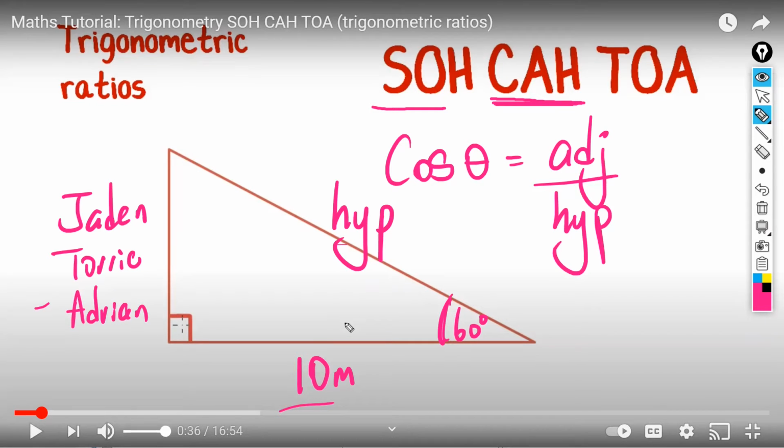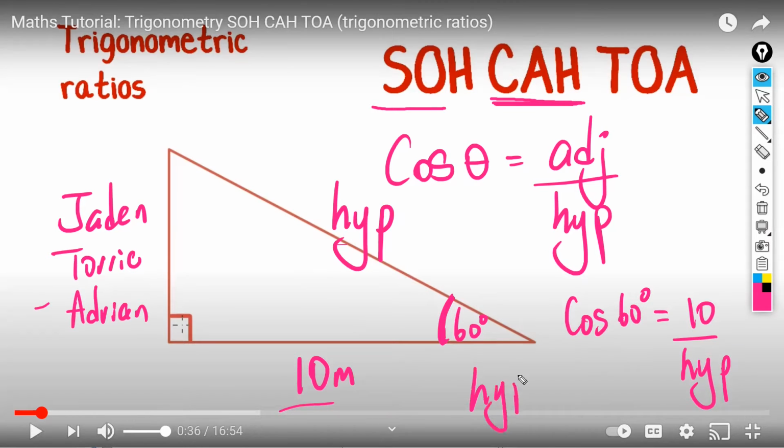Sir, would it be hypotenuse 10 over, what's that, cos 60? This is Romario, right? Yes, sir. Romario. All right. So in this case, it would be cos 60 degrees for sure, because the angle is 60. So cos 60 is equal to the adjacent side, which is 10, over the hypotenuse. Am I right? So the hypotenuse would be equal to 10 divided by cos 60.